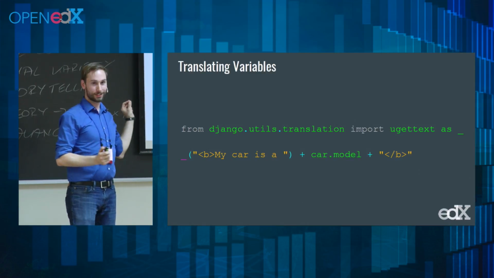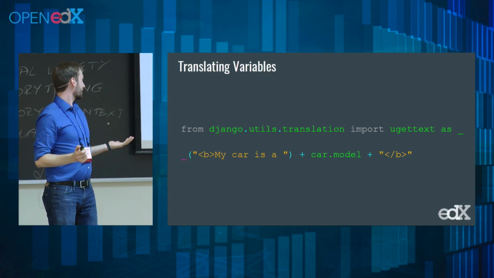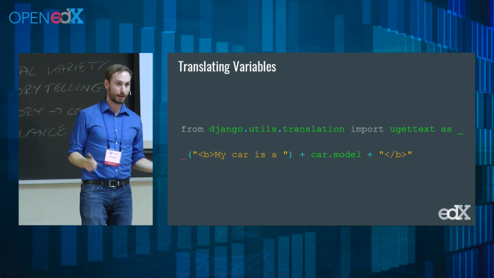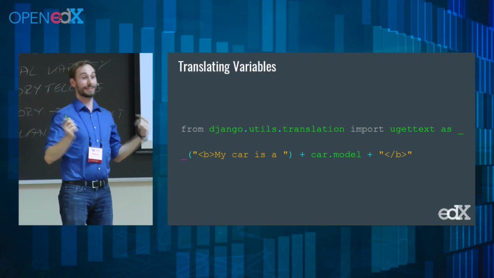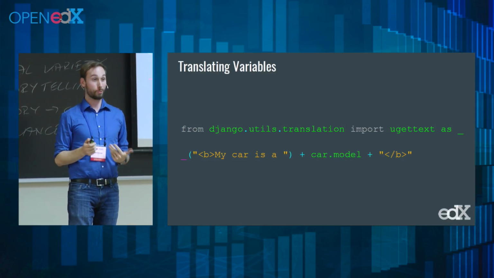The translator doesn't know what this is. They just say, "my car is a." My car is a great car. My car is a noun. My car is an adjective. Has also huge grammar implications, and your translators won't know that.